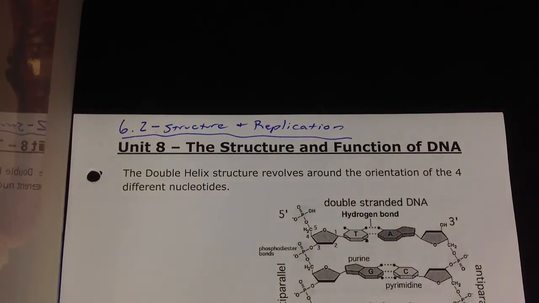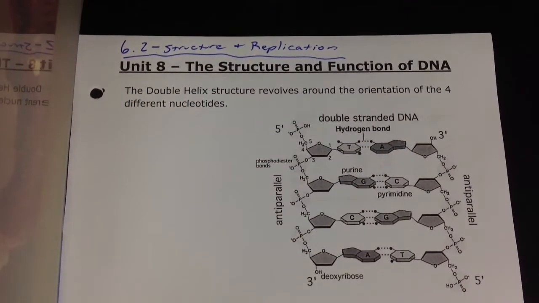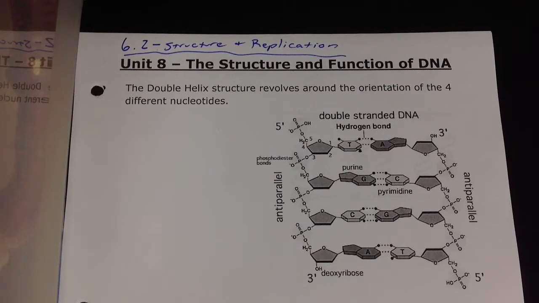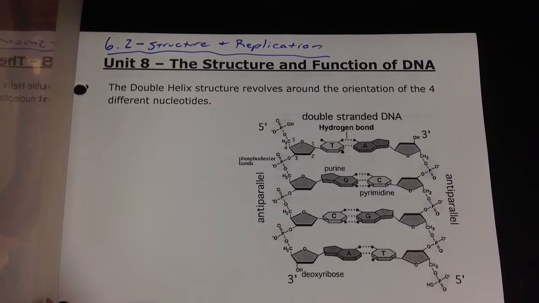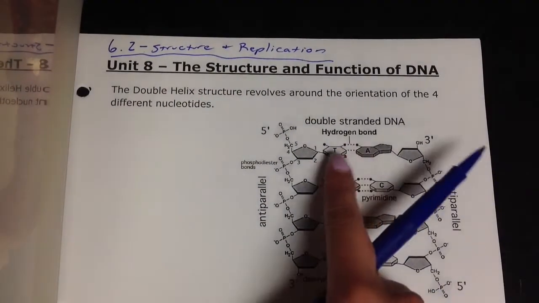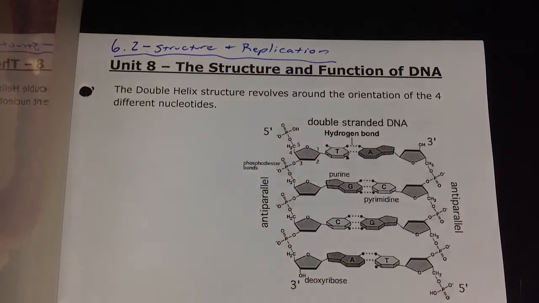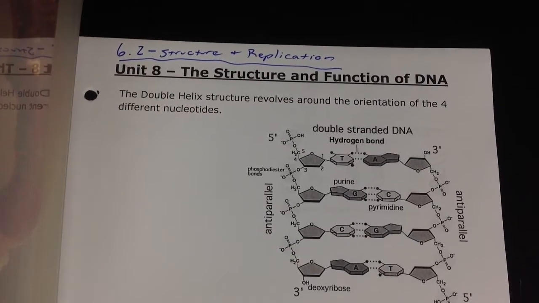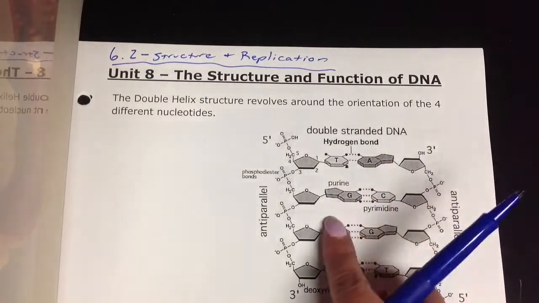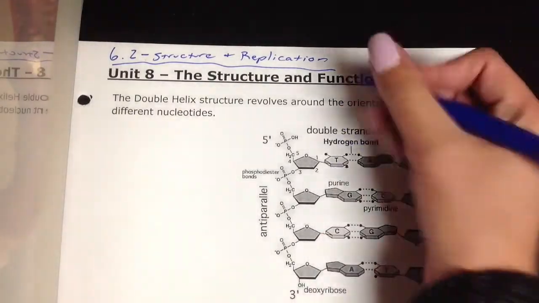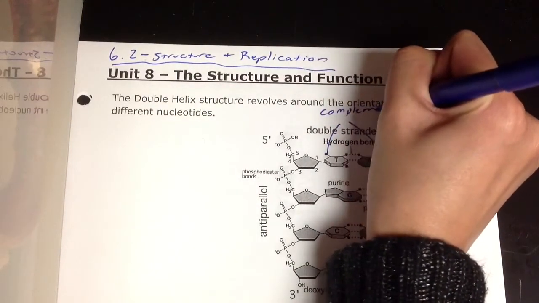So looking at the DNA structure, the double helix structure revolves around the orientation of the 4 different nucleotides. When you are examining the DNA model, a couple of things you should notice. First of all, we have a very specific pattern as to which nitrogen bases pair with each other. A and T always pair together and G and C always pair together. Both of these are creating what's known as a complementary base pair.